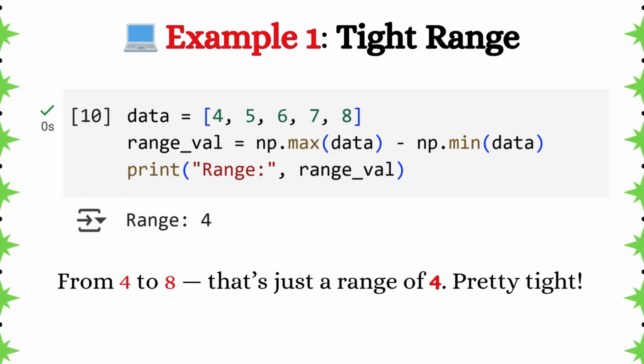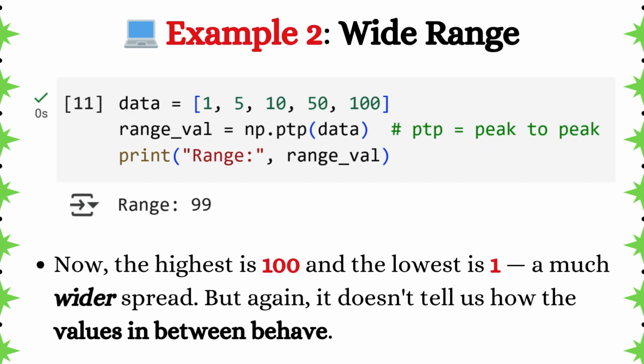Example 1. Tight range, from 4 to 8. That's just a range of 4. Pretty tight. Example 2. Wide range. Now, the highest is 100 and the lowest is 1, a much wider spread. But again, it doesn't tell us how the values in between behave.